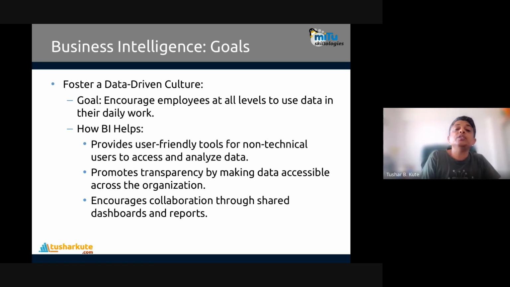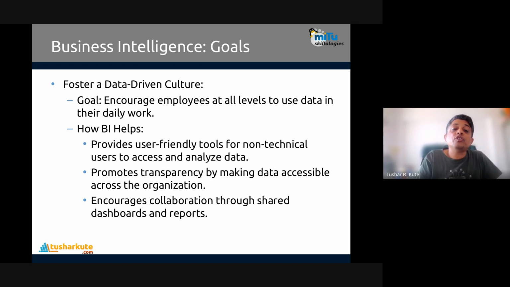So how can BI do this? Yes, BI can provide user-friendly tools for non-technical users to access and analyze the data. Data can also be collected anonymously, if they are following the process, anonymously data can be collected.